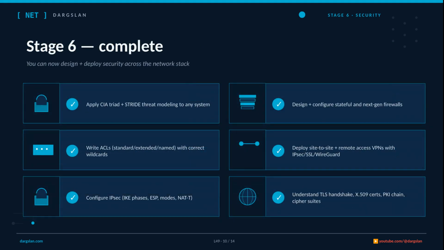And once you've passed that self-check, here's what you can actually do now. You can take any system and run it through CIA and STRIDE, write clean ACLs with the right wildcard masks, and stand up an IPsec tunnel end to end, IKE phases, ESP, NAT traversal, all of it. You can design firewalls from stateful through next-gen, deploy site-to-site and remote access VPNs across IPsec, SSL, and WireGuard, and reason confidently about TLS, certificates, and the PKI chain. That's a complete defense-in-depth toolkit.